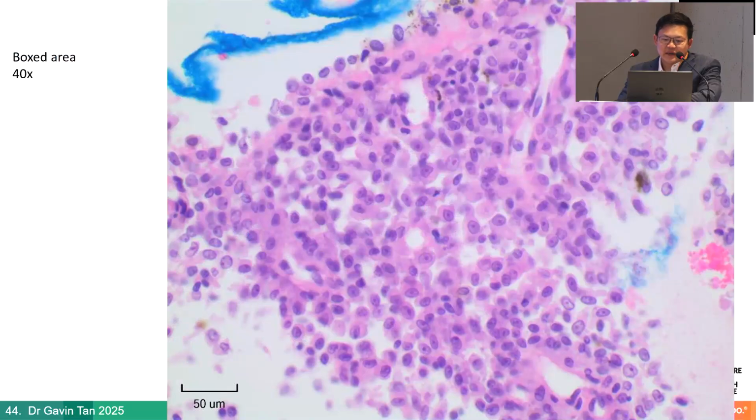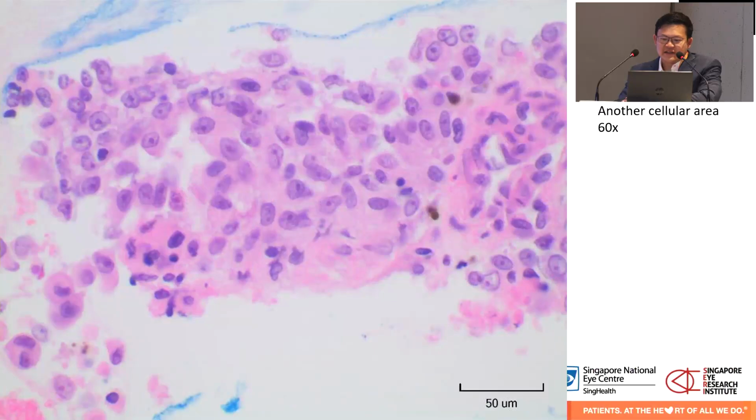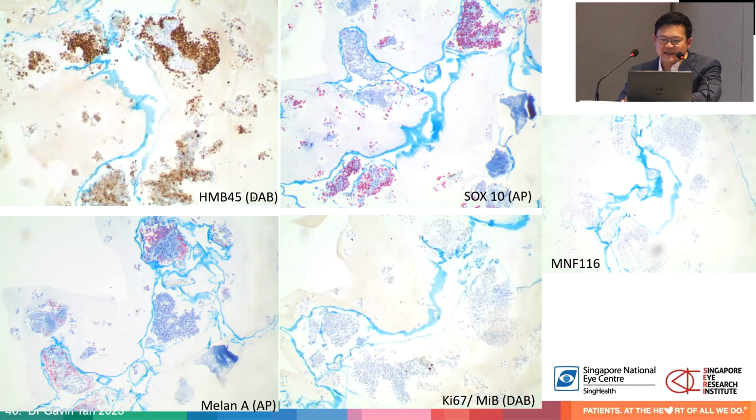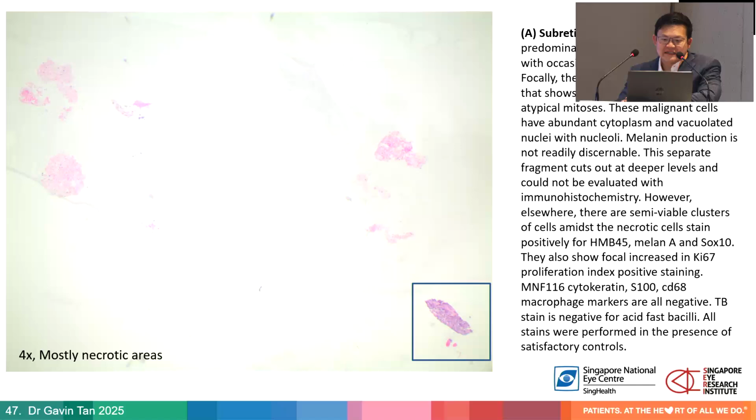This is a zoomed-up area. As you can see, almost a spindle-like cell appearance. Not too much nuclear atypia. There's a little bit, and not many mitotic figures being seen either. And this was another area of the cellular regions, and most of the other staining was negative.